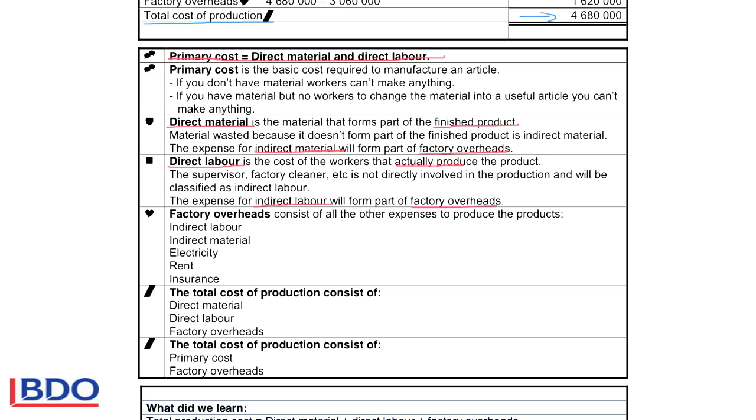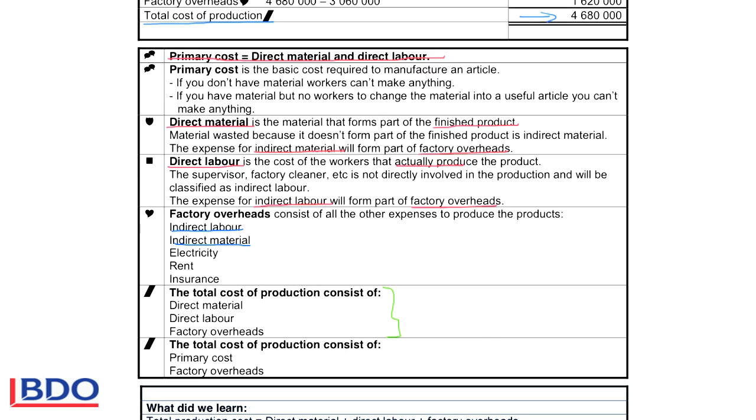Now, factory overheads consist of different things. It is all the other expenses that we have in the factory to be able to produce goods. So that will be the first two that we've already learned, which is indirect labor and indirect material. Then any other expenses that we have in the factory, like electricity, rent, insurance, any other expense that we have in the factory. The total production cost consists of direct material, direct labor, and overheads. So that is the total cost.